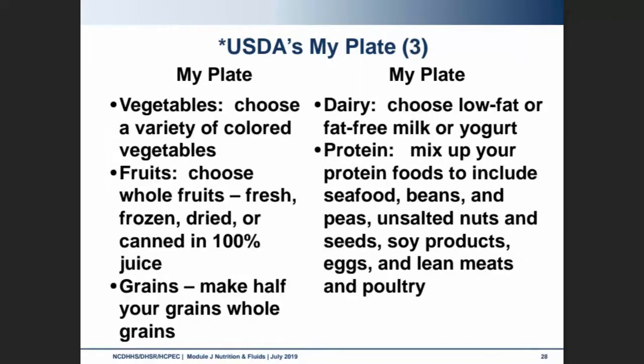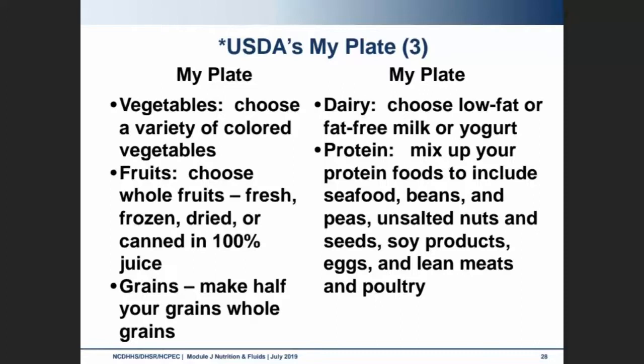All right, so like we said, they suggest making half your plate fruits and veggies. They also recommend choosing vegetables and fruits that are in a variety of colors, because each of those colors, believe it or not, actually provide different things that we need for our body, different nutrients, different vitamins and minerals. So variety is key. They suggest making those grains whole and choosing low-fat or non-fat dairy products and including proteins.